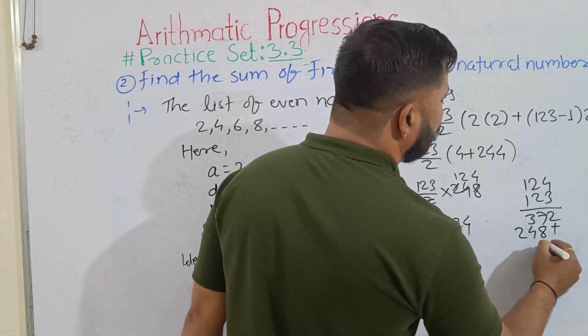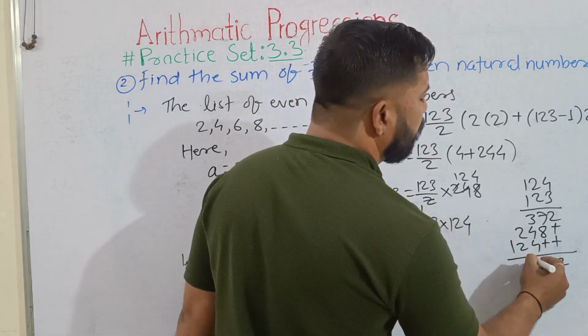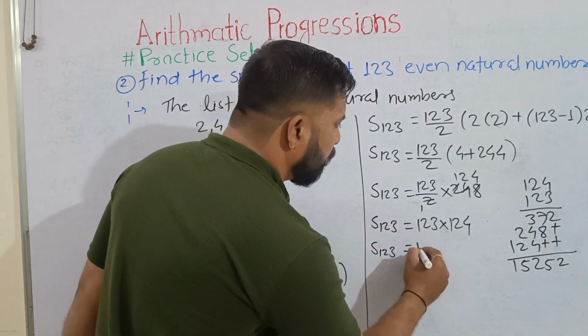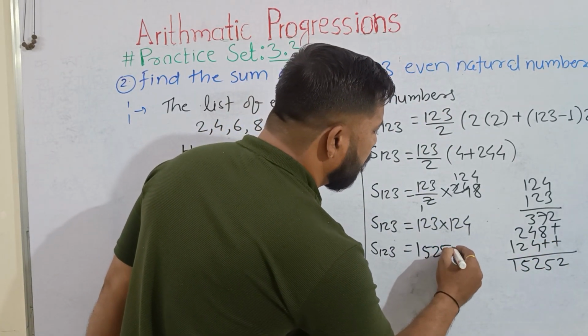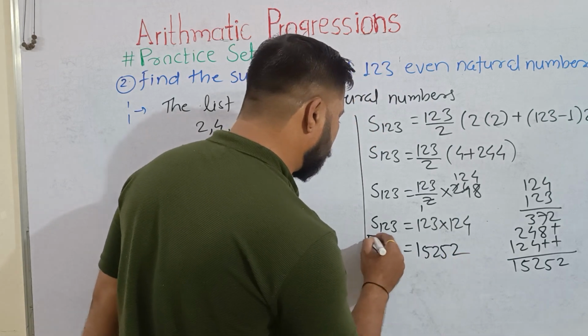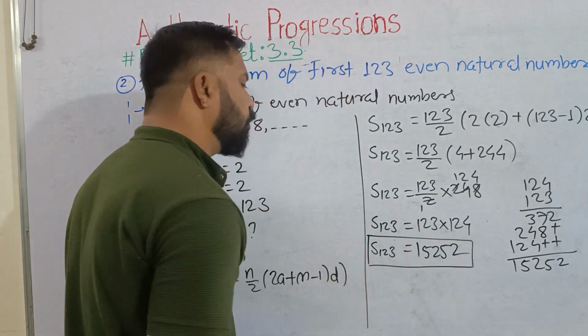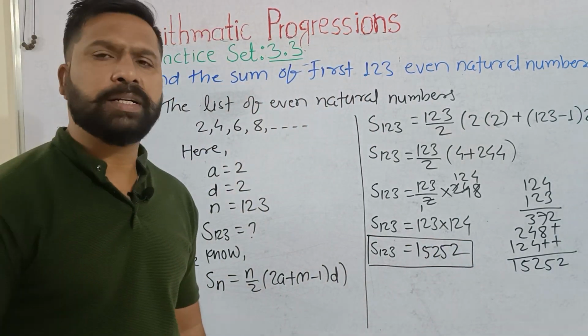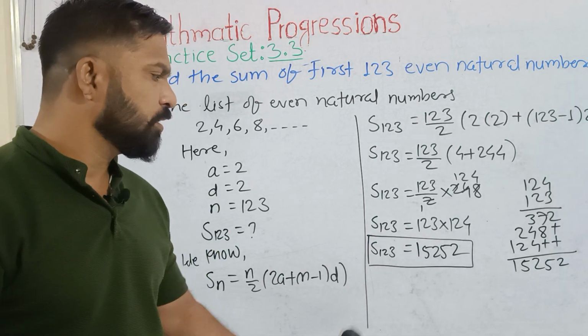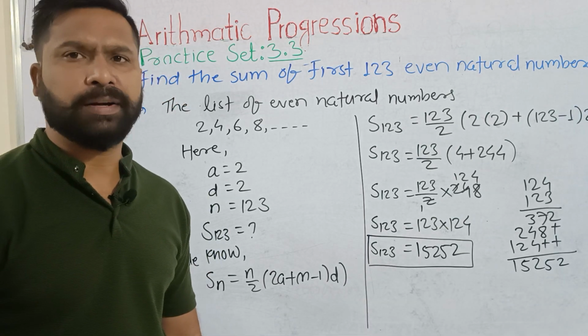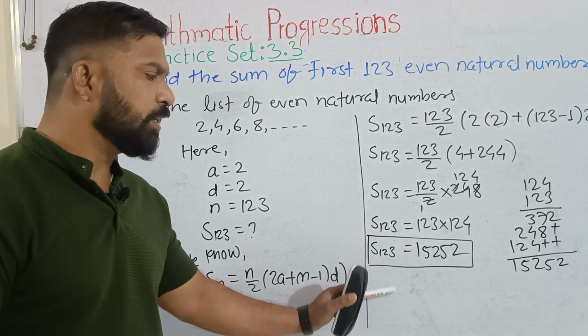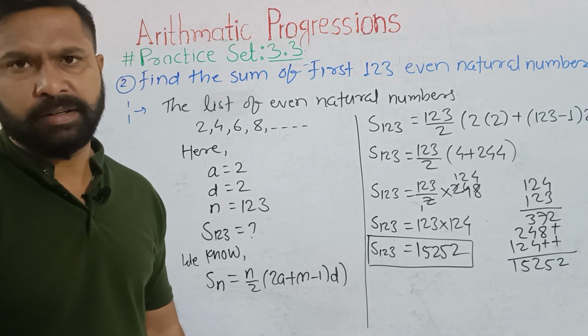3 4 3 2 4 8 4 2 and then 1 2 4 2 5 4 4 8 11 12, then 5 and then 1 as it is: 15252. So the sum of first 123 even natural numbers is 15252. This is what you have to write here in your answer statement. Okay?